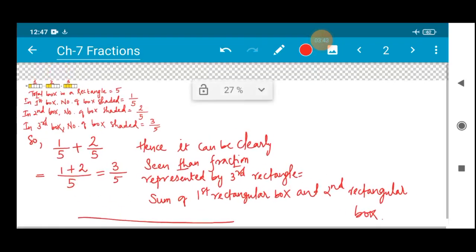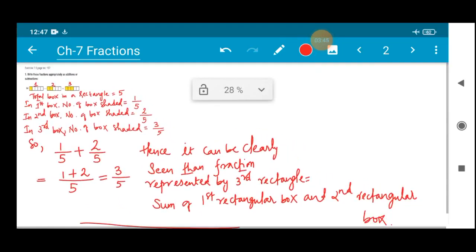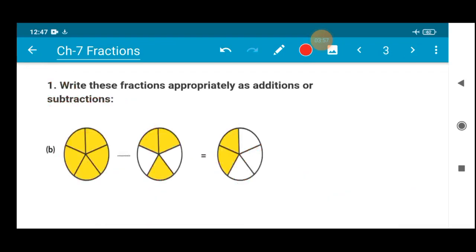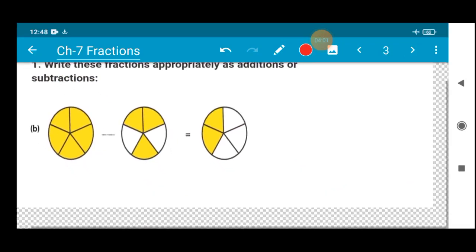All right, so I hope you have understood this. So in the first case, it is after addition. They have asked us to find whether you are getting this value after addition or subtraction. So hence it is clearly seen that it is the sum of the first and second box, right? Okay, proceeding to the next part of the first question.